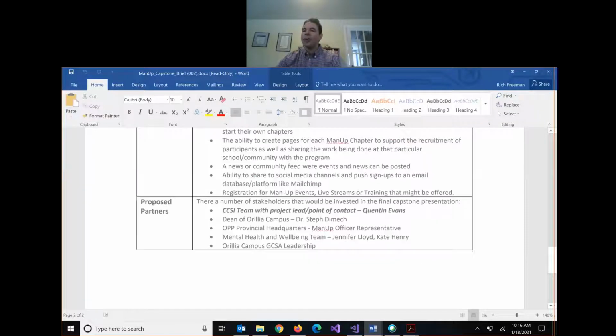So Quentin is going to be our primary client, but these are some of the other partners. So the Dean of the Aurelia campus, Steph Demek, the OPP headquarters in Aurelia, they have a representative involved in the project, as well as our mental health and well-being team here at the college, Jennifer Lloyd and Kate Henry, and the GCSA leadership in Aurelia.